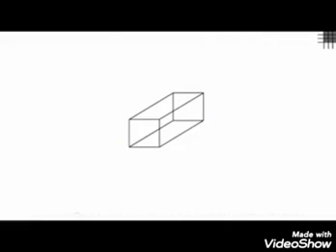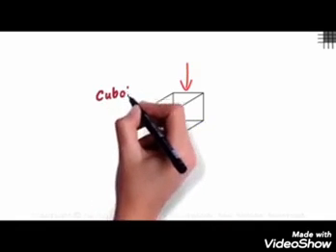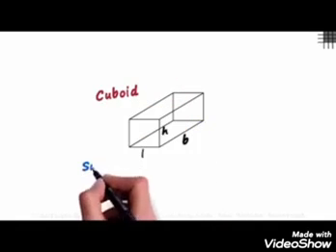A cuboid is simply a box like this. It is three-dimensional as it does not occupy a part of just one plane. Three things define a cuboid: its length, its breadth, and its height. This is a cuboid. What will be its surface area?